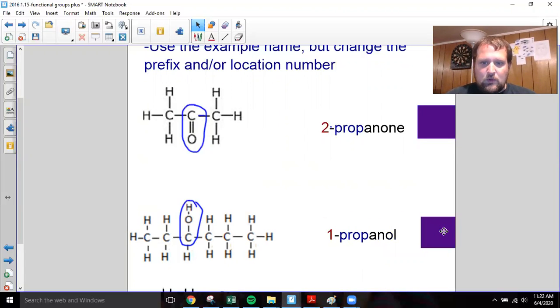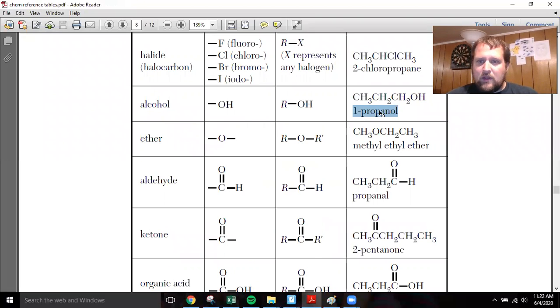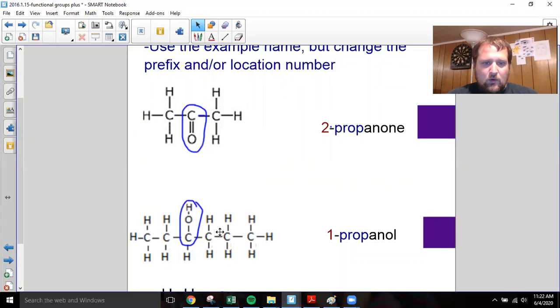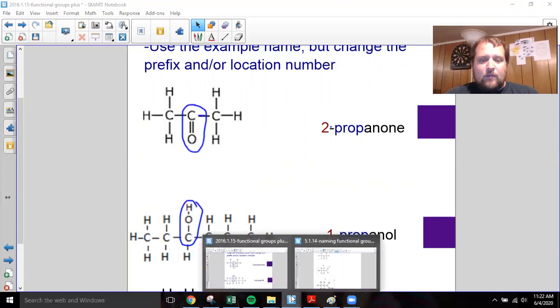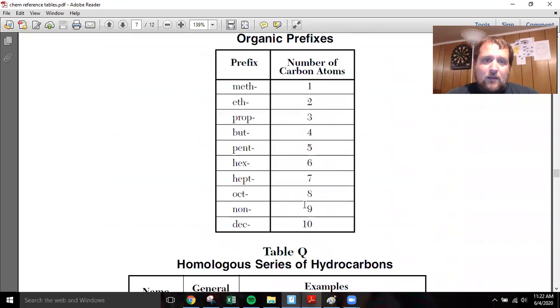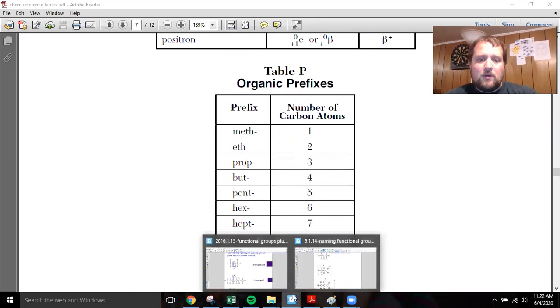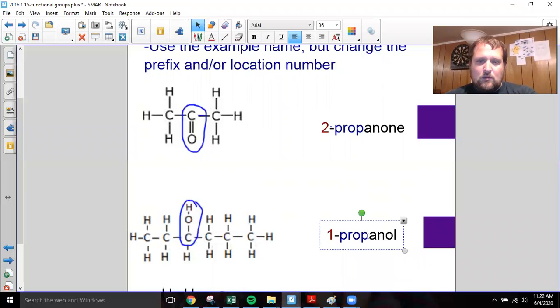So the example is 1-propanol. Prop meant 3 carbons in the example. In the example, they used prop because there's 1, 2, 3 carbons. We don't have 3 carbons. We have 1, 2, 3, 4, 5, 6. The prefix for 6 is the same as the prefix for 6 in math class. It is hex. So I'm going to change this to hex.